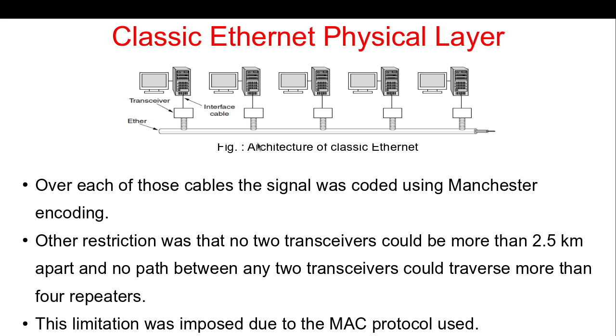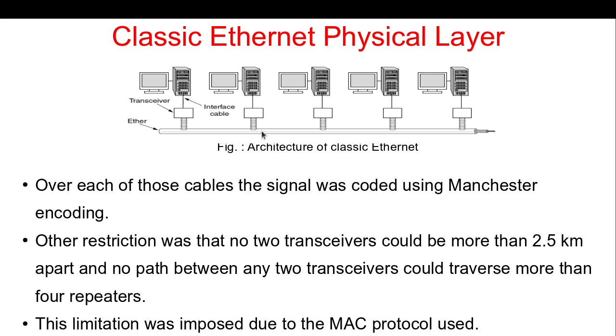So this is the architecture of the classical Ethernet, wherein you can see a cable which is running along, and that is called the ether here, and to that cable there are multiple transceivers connected. Transceivers are devices which can receive and transmit signals. Using those transceivers, multiple computers were connected to that Ethernet. That's the basic architecture, and those cables used Manchester encoding.